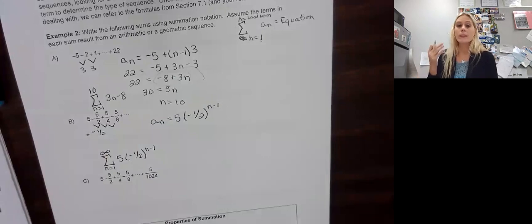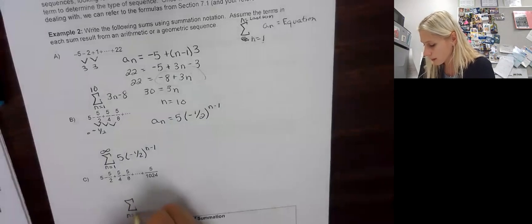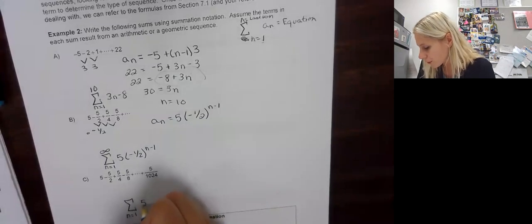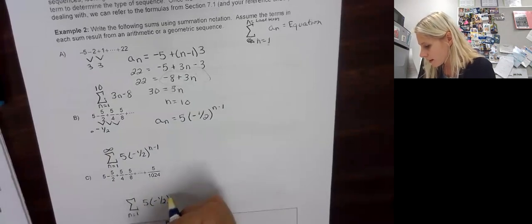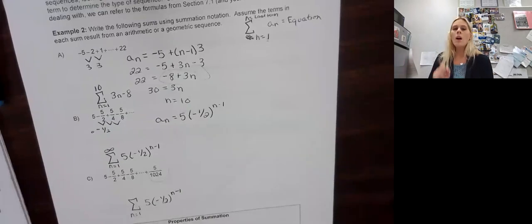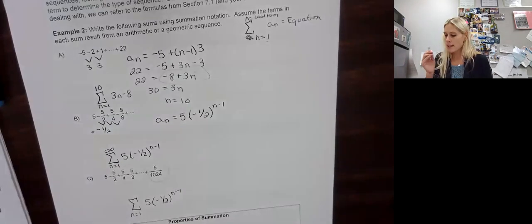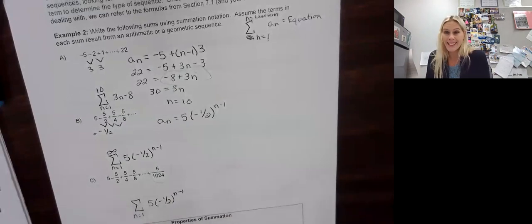The only difference is we do have that n value. So right now, I'm just going to start with n equals 1. That's where we start. We have our equation of 5 times -1/2 to the n minus 1, right? Now I've got to figure out what this value is. What I want you guys to keep in mind is there are other ways to solve other than just trying to guess and check.